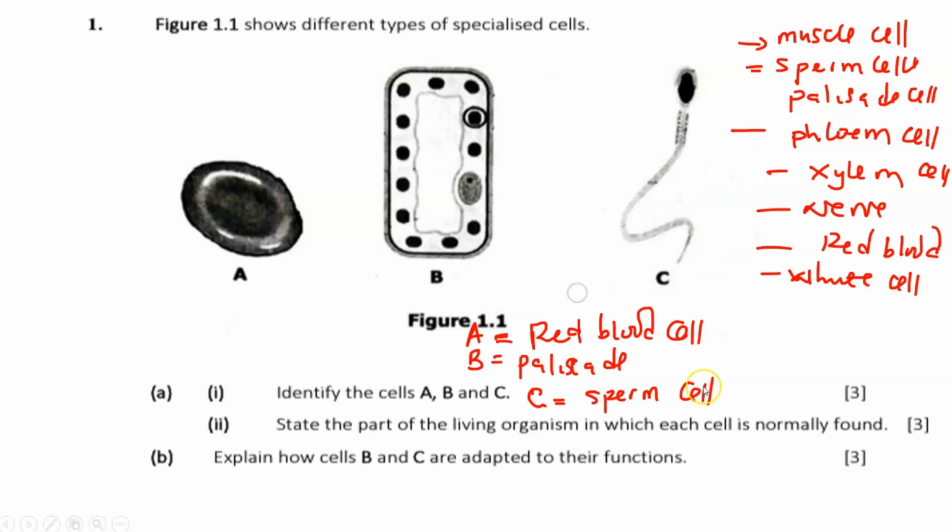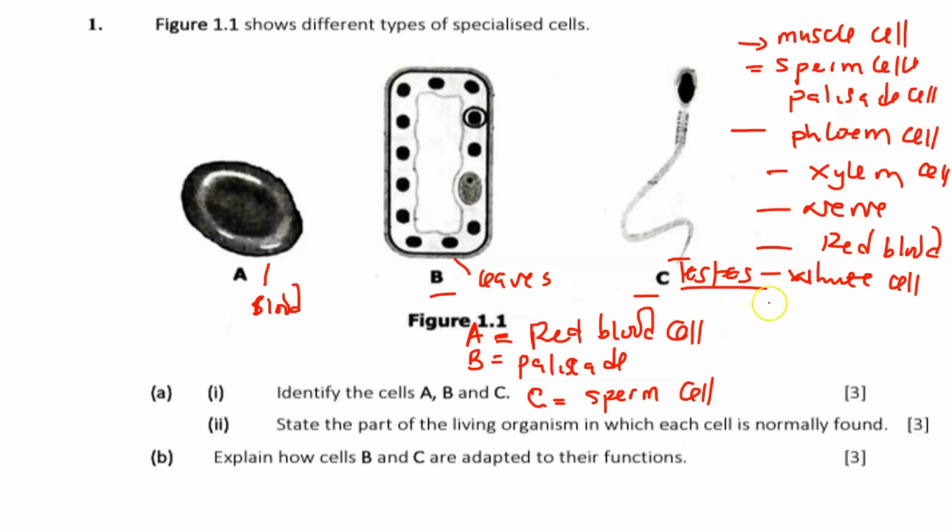Let us look at the second question, which is: state the parts of the living organisms in which these are found. Where are these found? This one is found in blood. This one is found in leaves, in the palisade tissue in the leaves. Then this one is found in the testes. They are produced in the testes. Then: explain how cells B and C are adapted to their functions.